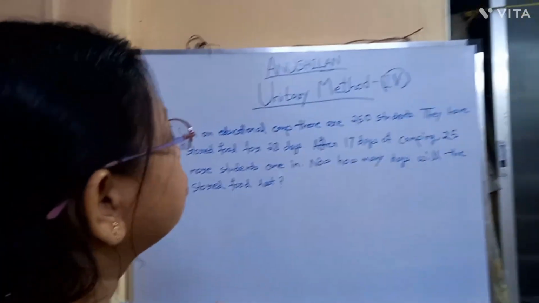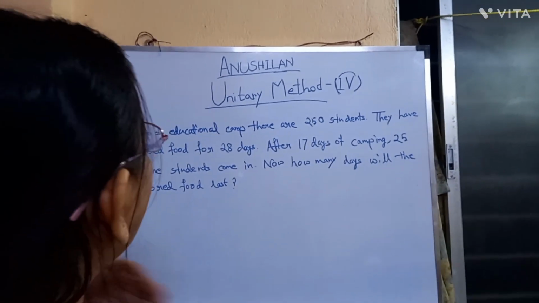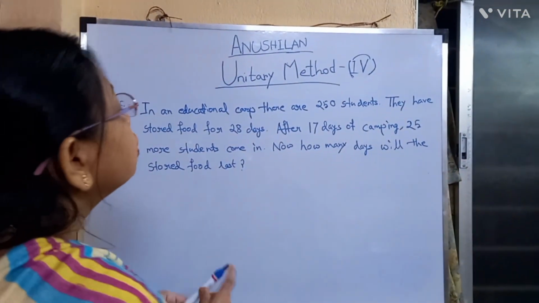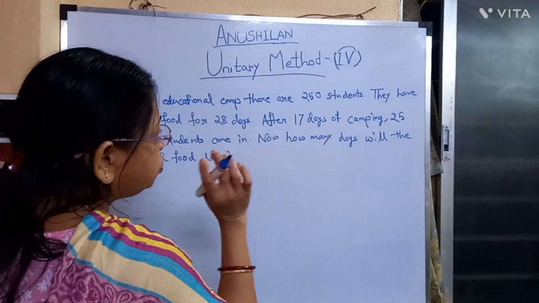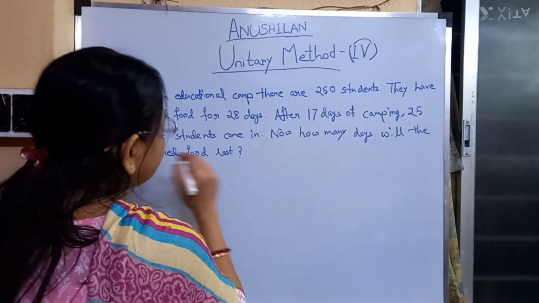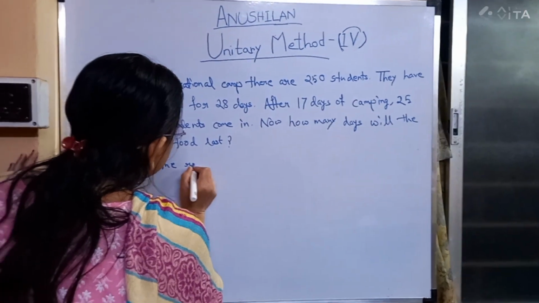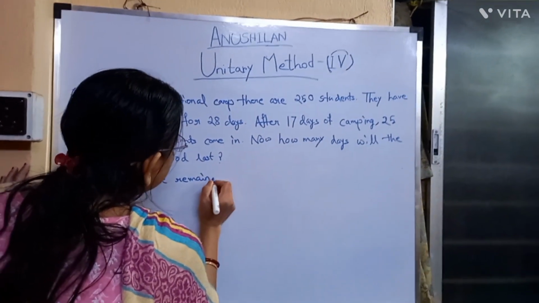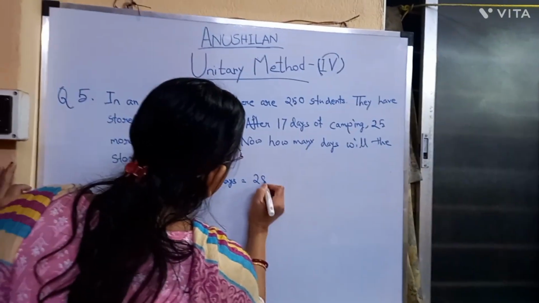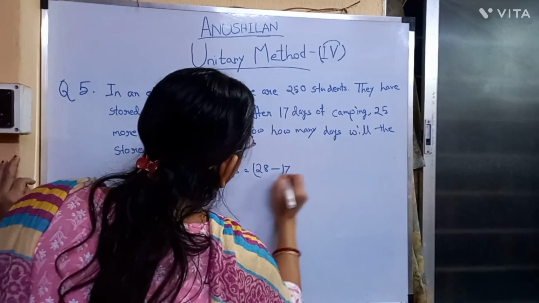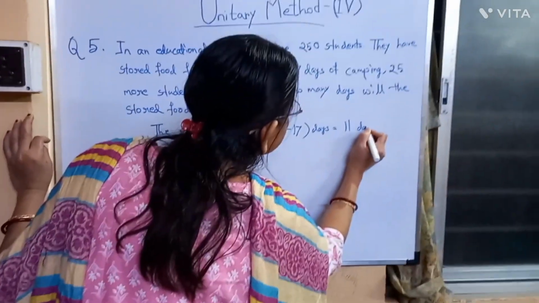Then how many days will it take to consume the food? Now how many days will the stored food last? Before doing the tabular structure, I have to do some simple calculation. The remaining days equal to 28 minus 17 equal to 11 days.